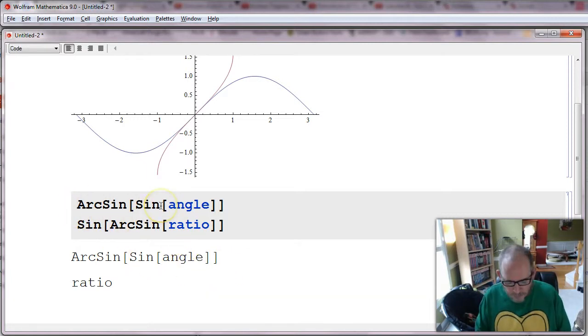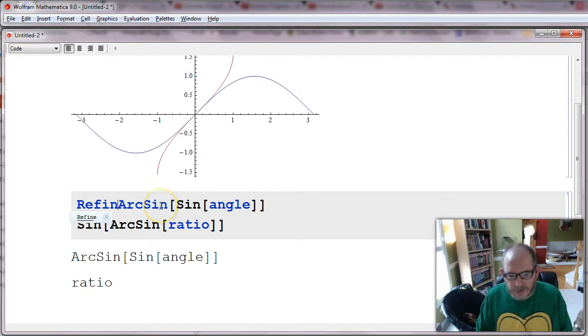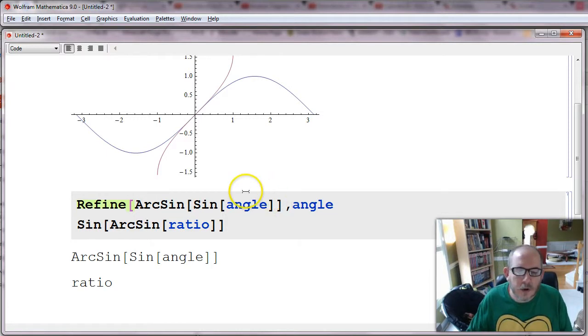What I could do is ask it to simplify itself, but I'll do it in a certain way. It's called refine, where you make some assumptions. I want you to refine that, making the assumption that the angle is going to be between minus pi over 2 and pi over 2. So if you look, that's from here to here, and sine is one-to-one on that. So we're going to refine this, assuming that the angle is between minus pi over 2 and, let's say, less than or equal to pi over 2.